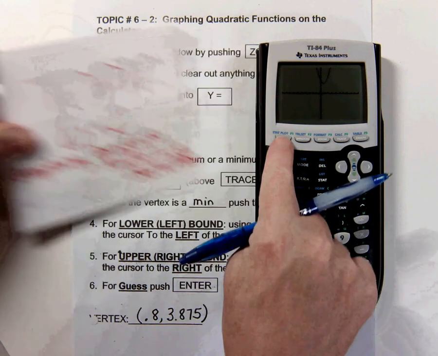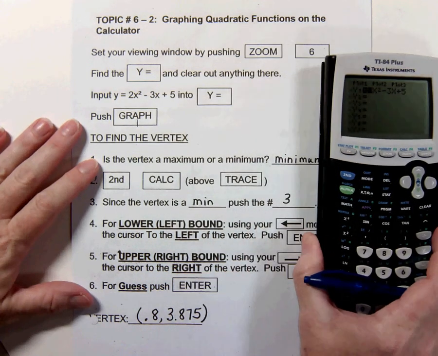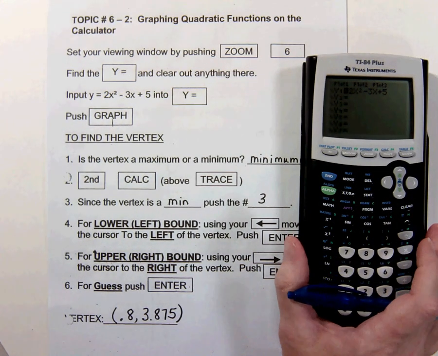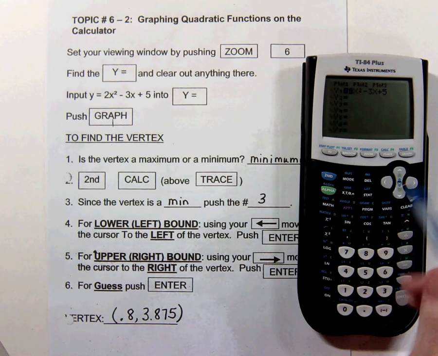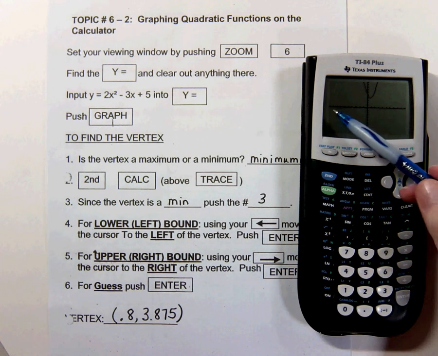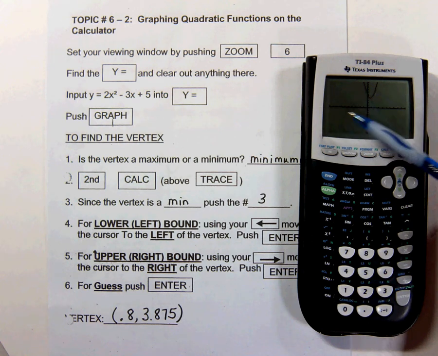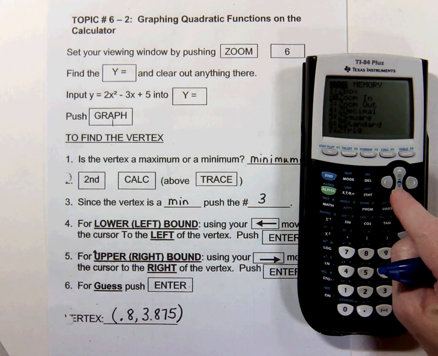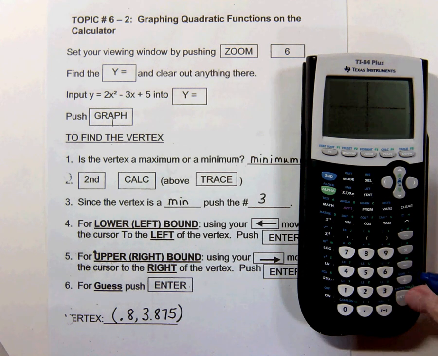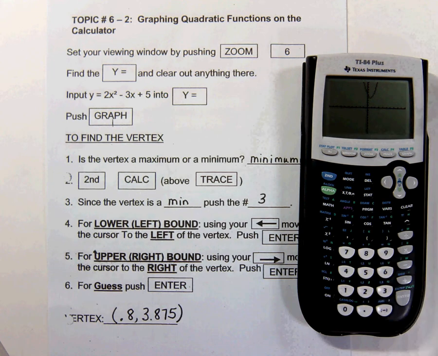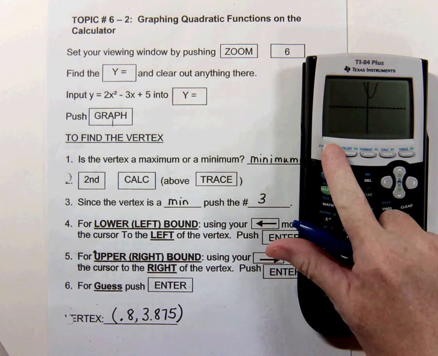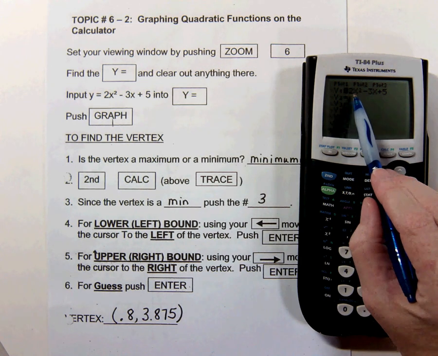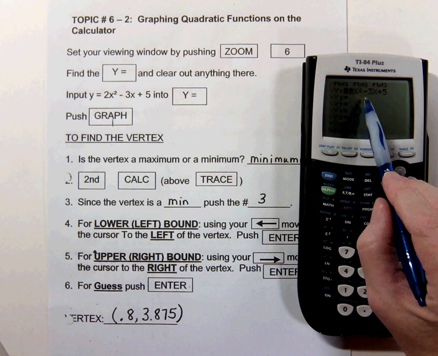I put it in my calculator, and you're going to look at the view window. If you're ever looking at the window on your graph and you don't see the parabola, there are things you can do in the zoom. This one, however, is saying to first view zoom 6. That always places your calculator back to its normal standard position. So when you find the y, clear anything out that's there. I went ahead and put in y equals 2x squared minus 3x plus 5.